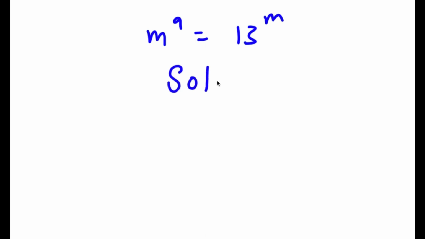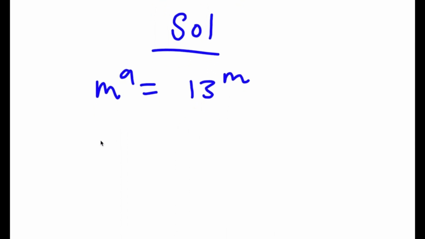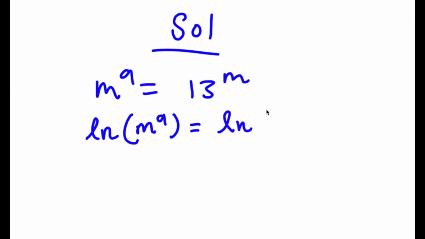Now for this solution, we're first starting with m to the power of 9 is equal to 13 to the power of m. Now what I'm going to do is I'm going to take the ln on both sides. So now I have ln of m to the power of 9, and now this is equal to ln of 13 to the power of m.